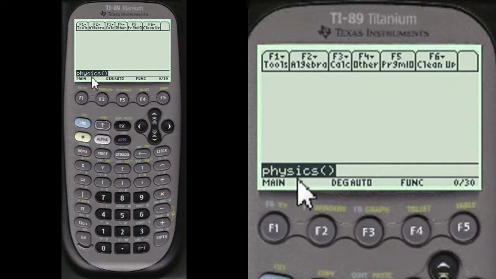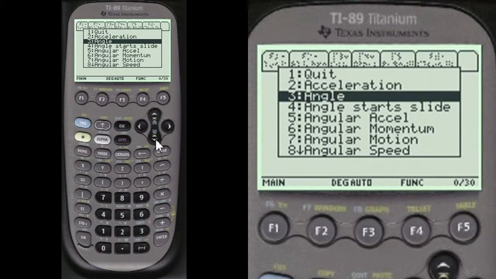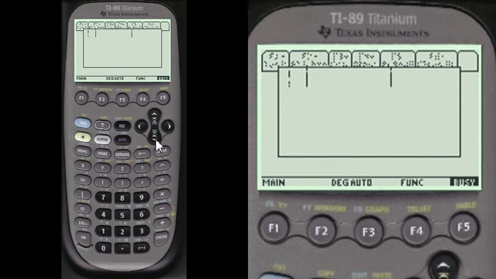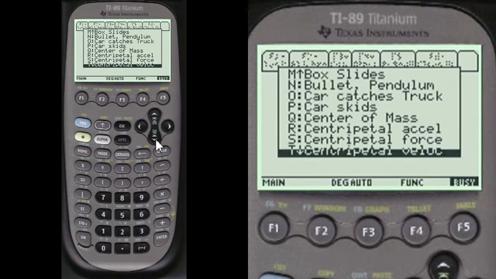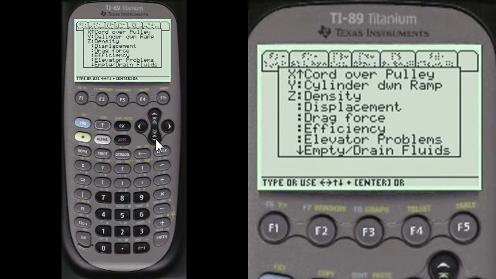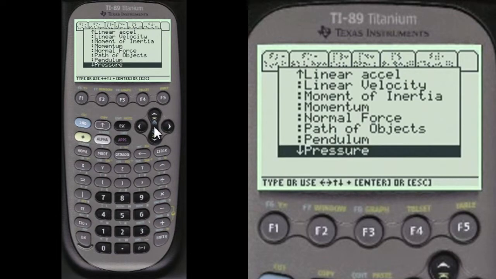Let's get started. Physics, to get to my menu. These are all certain types of problems. For instance, anything you're dealing with trajectories, or something thrown or tossed or dropped, it's always a path of an object in my menu. So you go to path of an object.